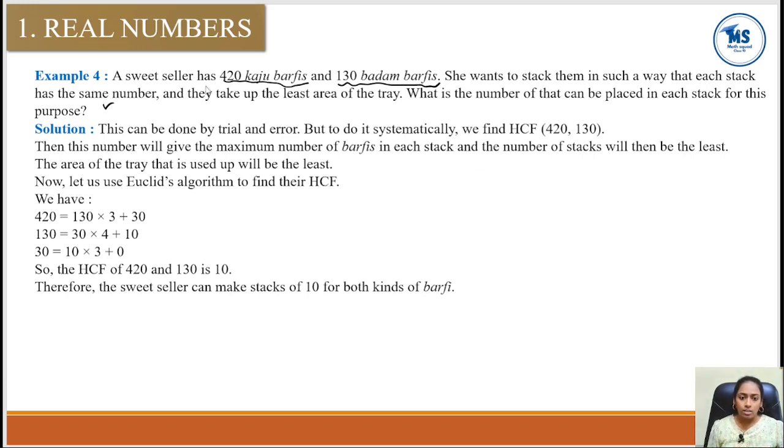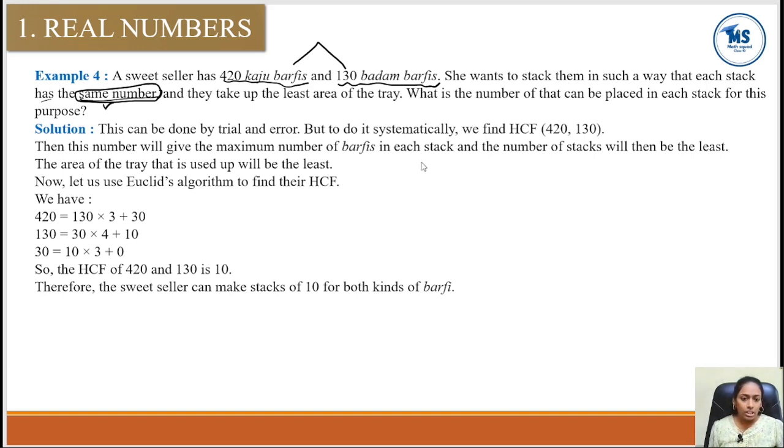Since each stack has the same number, we need to find the highest common factor for these two numbers, right? Then only they will take the least area, no? If you take any random number, it might not take the least area. If you take the highest common factor of these two numbers only, it will occupy the least area on the tray. Okay.